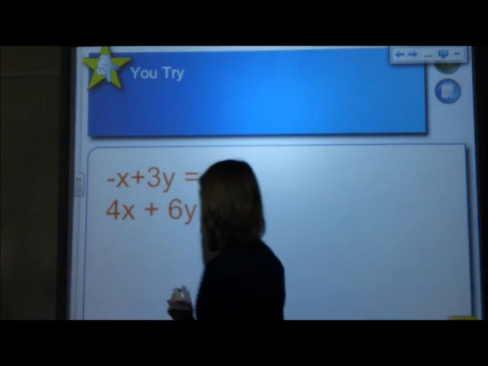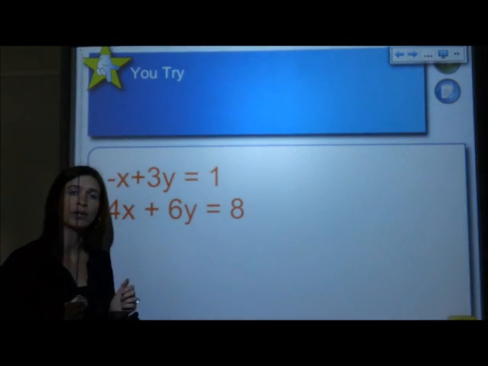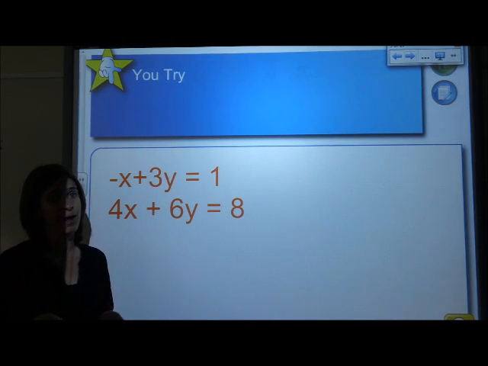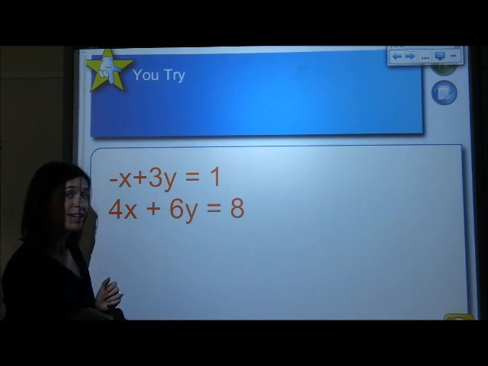All right, now I want you to try. Okay, so what I'm going to do is I'm going to start it in a second. I want you to pause the video right here, try the example, and then turn it back on and see if you did it right. Okay? All right, so you should all be pausing.